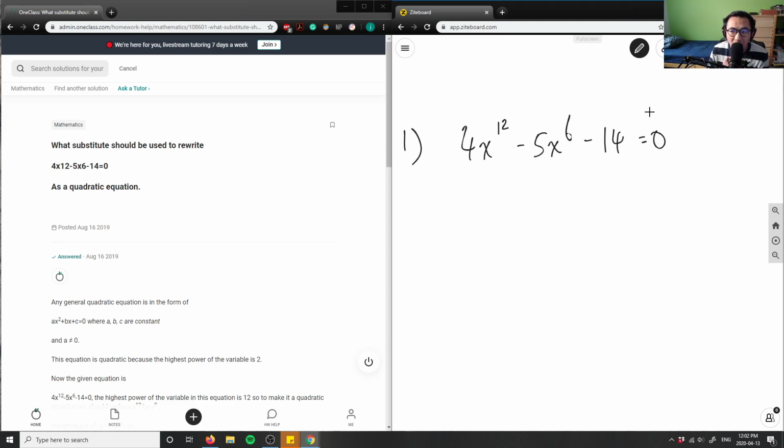So I want to rewrite this as a quadratic. What substitution would I need to make it a quadratic equation here? How would I rewrite this polynomial in terms of a quadratic? Take a minute to think about this question, and then we are going to take it up together and do the solution together.